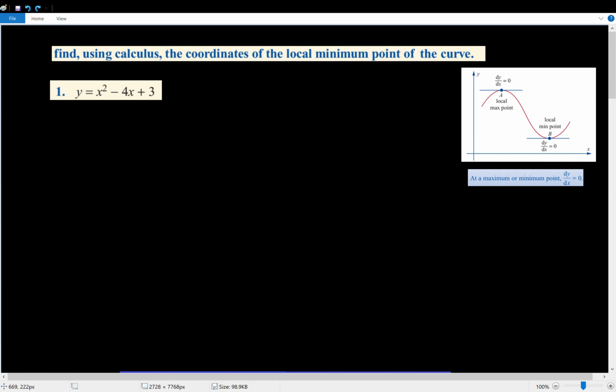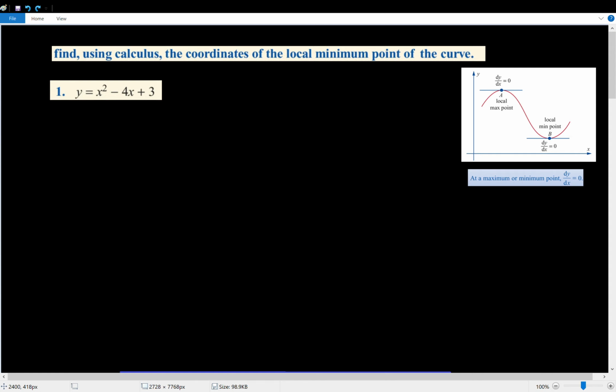The local minimum point on a quadratic curve like this is the point on the curve where it turns from going down to going up. We can kind of see this in the diagram on the right. It will be like point B on the graph. And the way we do that is we're going to find dy dx and set that equal to 0.